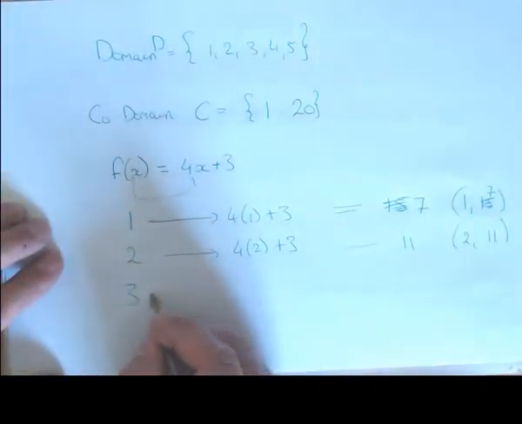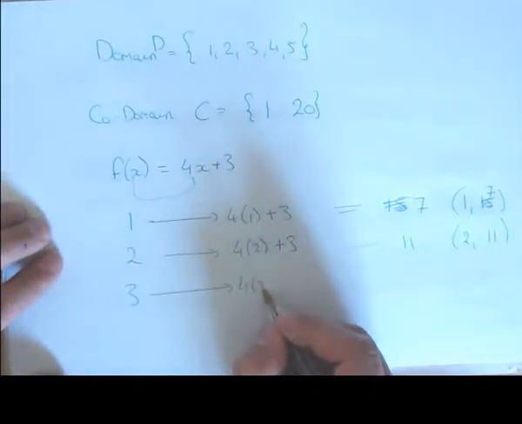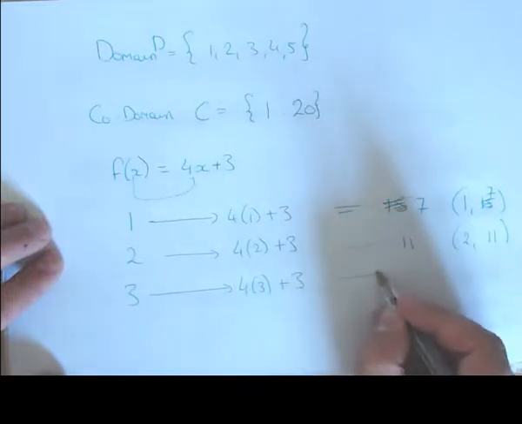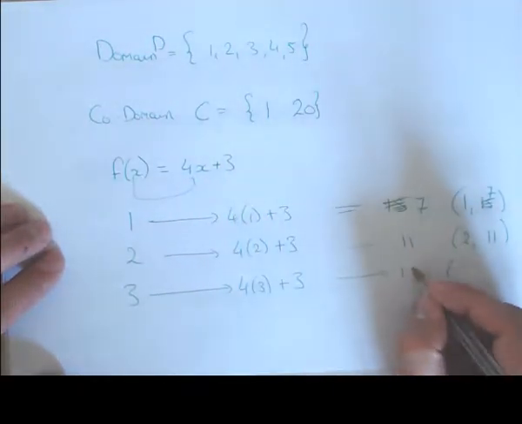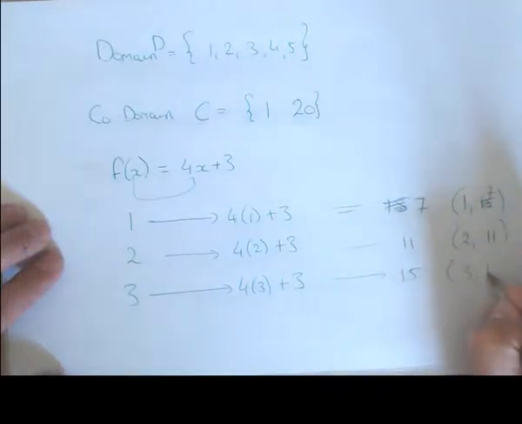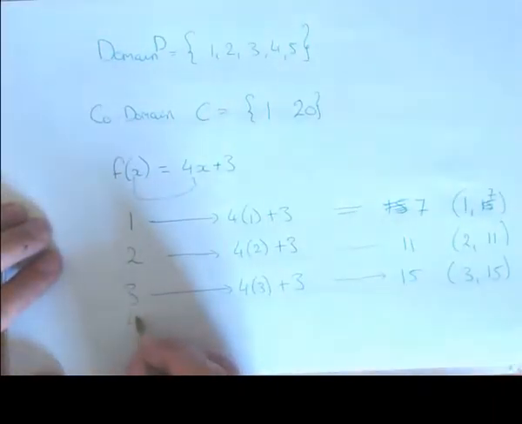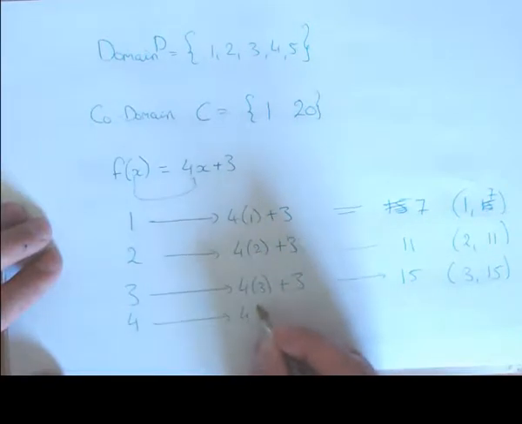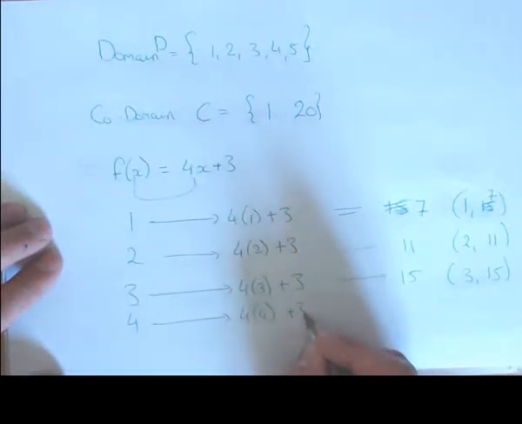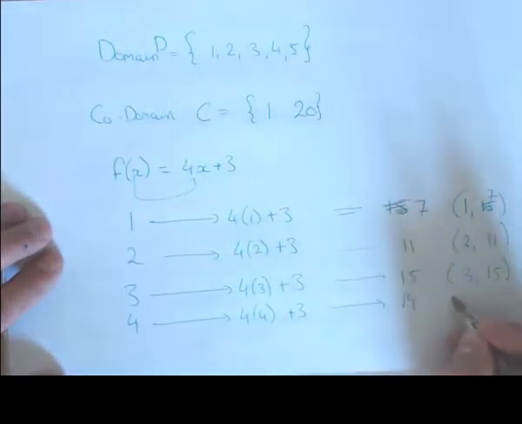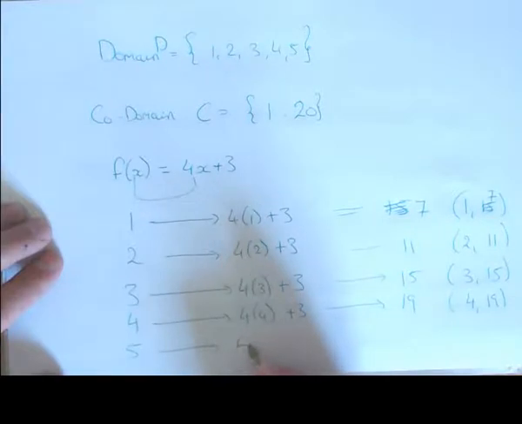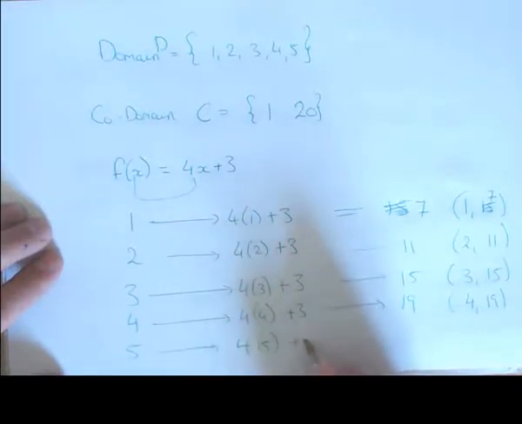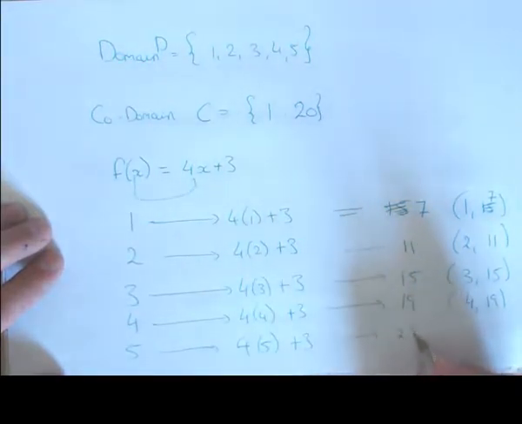We're going to put the value 3 in. It's going to be 4 times 3 plus 3. And that is going to give us 15. We're going to put the value 4 in, and that would give us 4 times 4 plus 3, which gives us 19. We're going to put the value 5 in, which gives us 4 times 5 plus 3, which is 23.